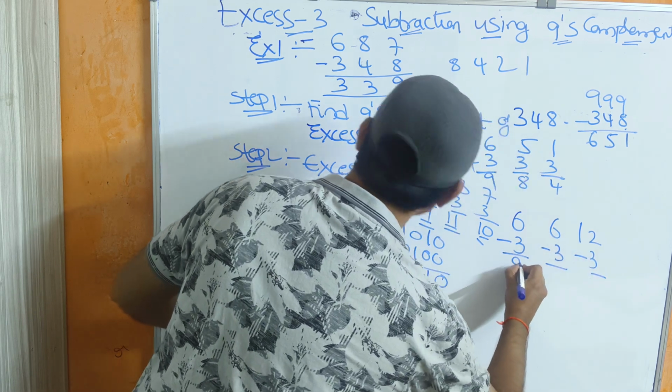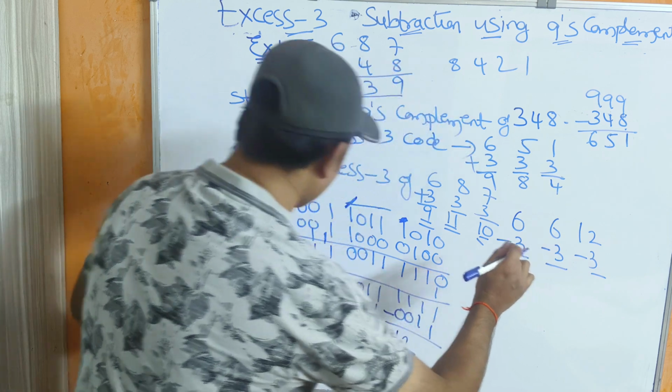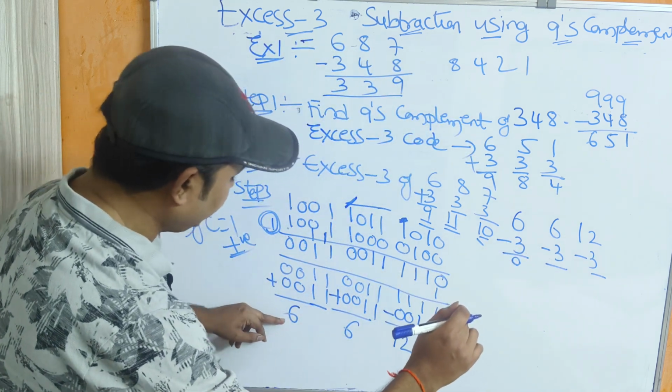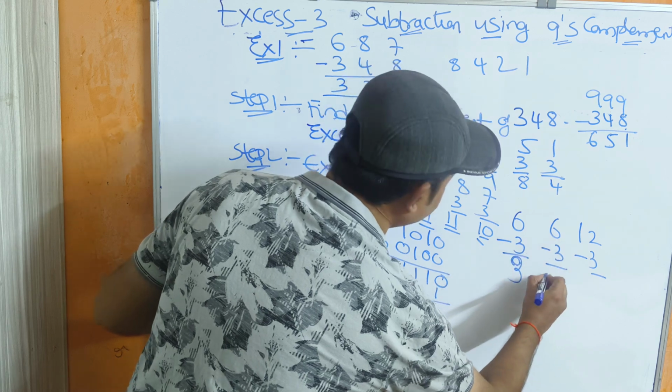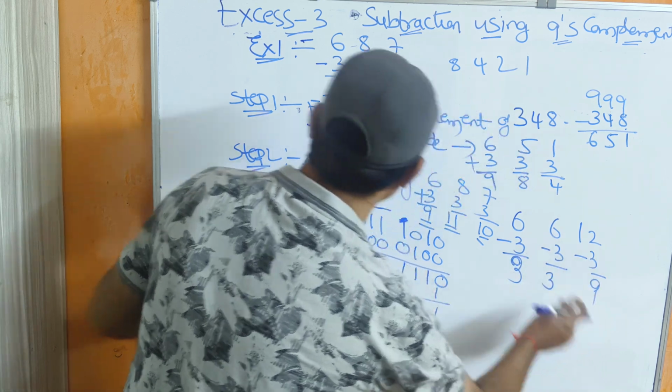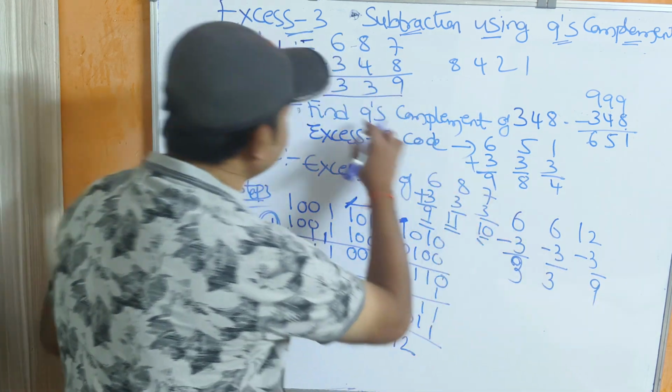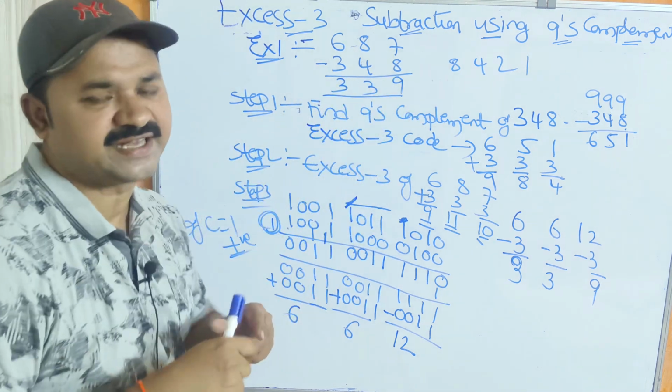So 6 minus 3 means, here what is the result? 6. 6 minus 3 means 3 only. 6 minus 3, 3. 12 minus 3, 9. So 339 is the result. So 339. That is correct only.